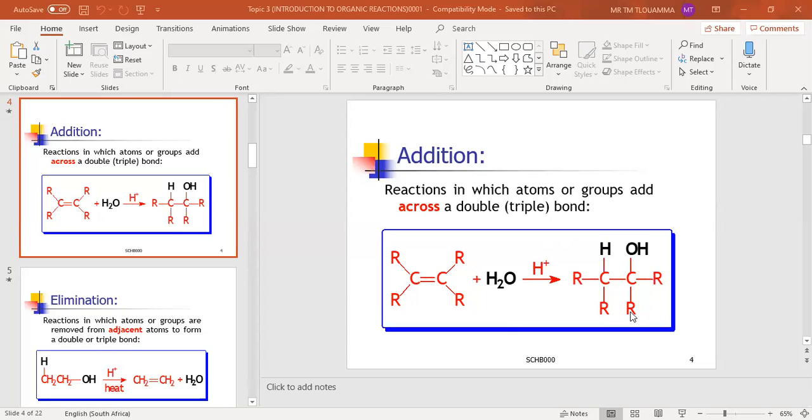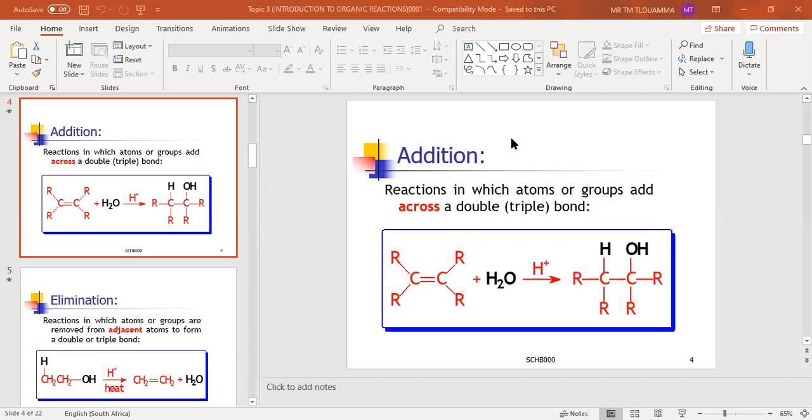So if you can check there, we're going to break the double bond that we have this side, then plus water, and the water will split because the double bond is now broken. And then this side we're going to have the formation of H. The H atom is going to be in this case, and then here we're going to have the OH group.